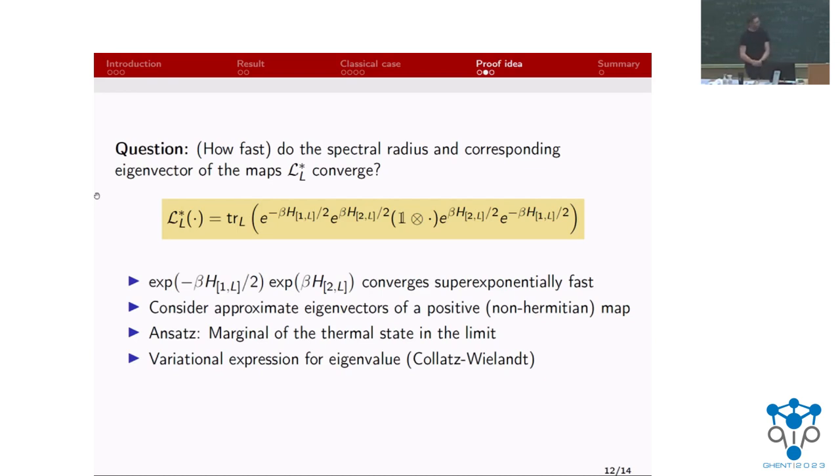You have to find a candidate of a possible eigenvector, or something close to an eigenvector, of the map. And a bit intuitively, we use the thermal state as something close to the eigenvector. And then we need some variational expression and operator inequalities to prove some convergence of the eigenvalue. As I said, the super exponential is important here. With these techniques, we get that the eigenvalue of these L-maps converges super exponentially fast in L to the eigenvalue of the limit map, which is this infinite dimensional object we want to avoid.